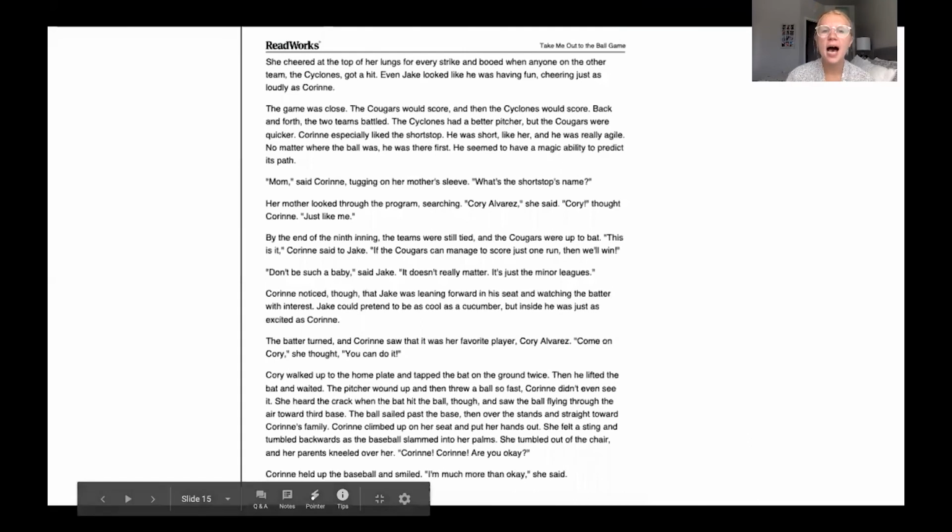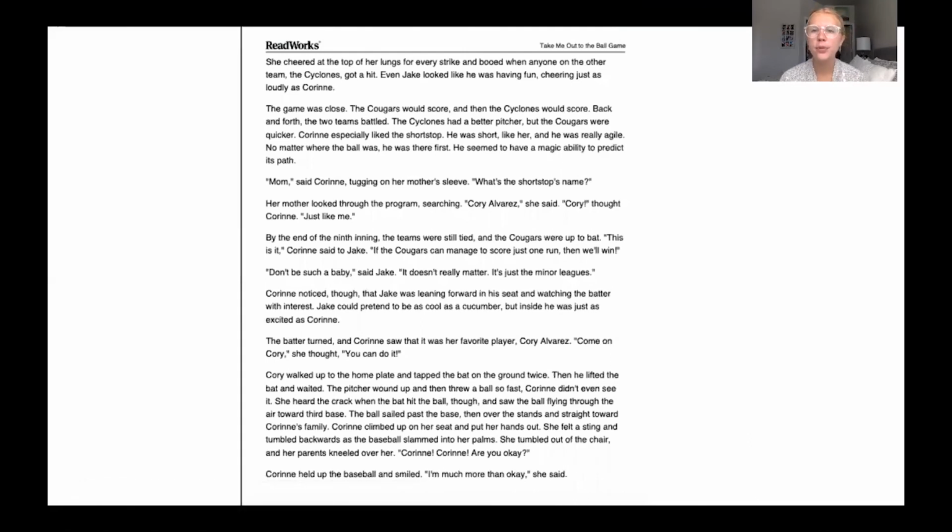She cheered at the top of her lungs for every strike and booed when anyone on the other team, the Cyclones, got a hit. Even Jake looked like he was having fun, cheering just as loudly as Corinne. The game was close. The Cougars would score, then the Cyclones would score. Back and forth, the two teams battled. The Cyclones had a better pitcher, but the Cougars were quicker.